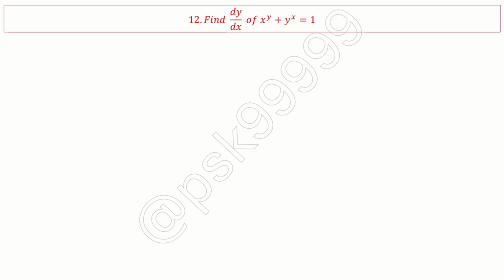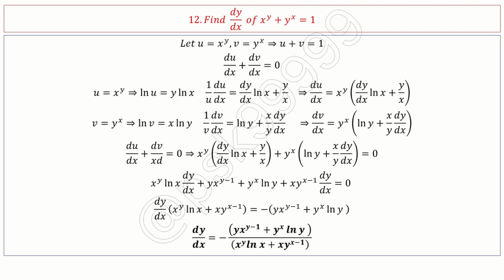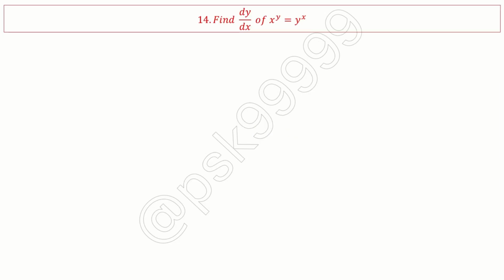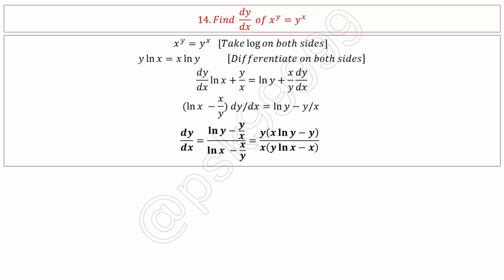Yeah, this is very simple. x to the power of y plus y to the power of x equal to 1. You take each term as u and v and then do it the same way. Take logarithm on both sides, then differentiate. So that way you will get the answer. Okay, same way, exactly the same one. Just it is minus, that's all. So you can take differentiation on both sides directly.